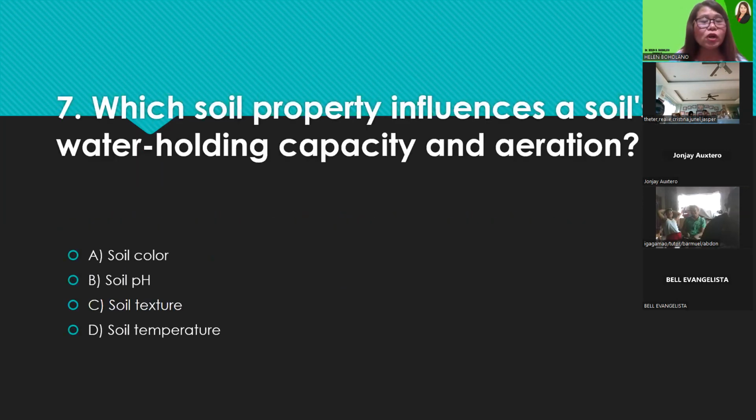7. Which soil property influences a soil's water holding capacity and aeration? A. Soil color, B. Soil pH, C. Soil texture, or D. Soil temperature? A, B, C, or D?